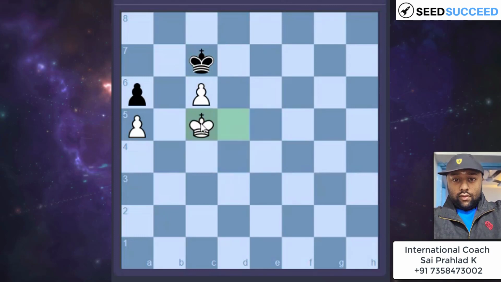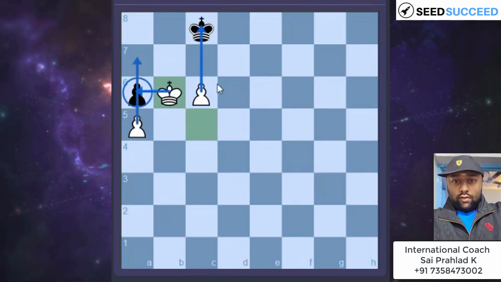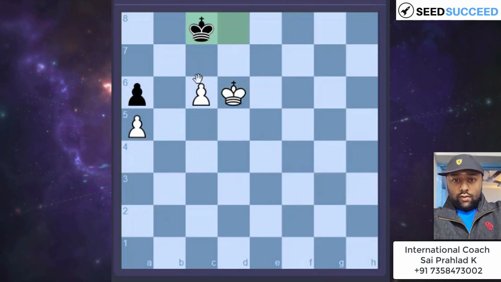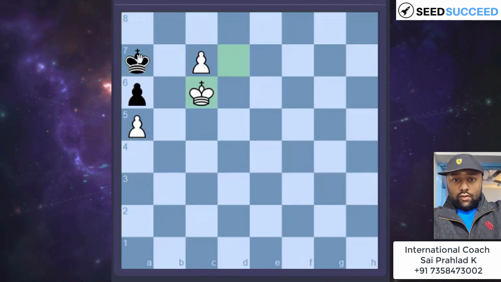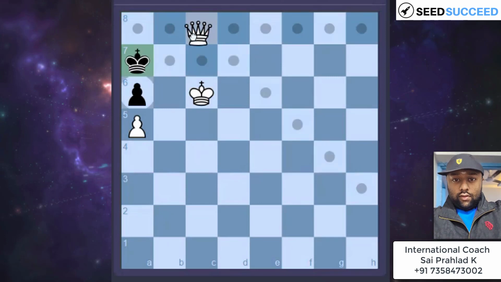If he plays here, then king c5. Now we got the opposition. King has to go. We go here, we capture the pawn. We have two passes, we'll win the endgame. And suppose if they play king d8, again we are getting the opposition. Pawn push, they have to come here. Now king b7, king moves, king c6 there, and then we promote. King comes here, it's checkmate.